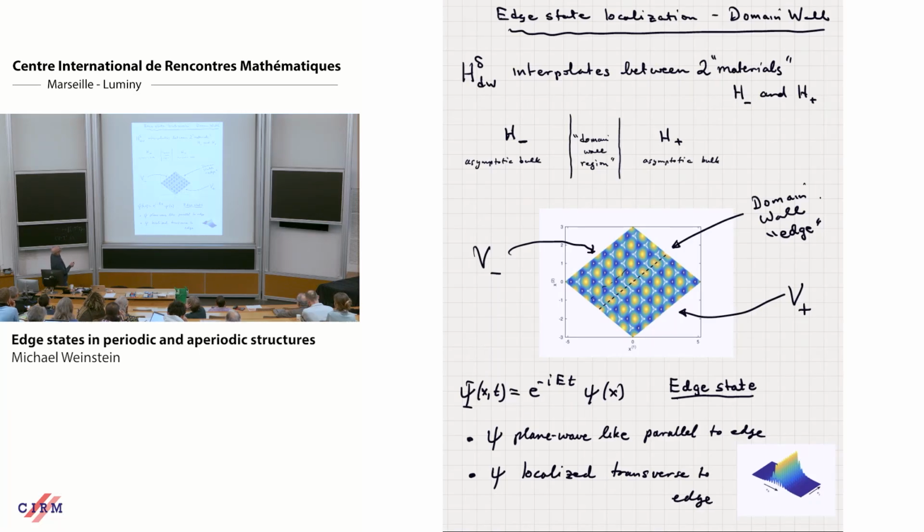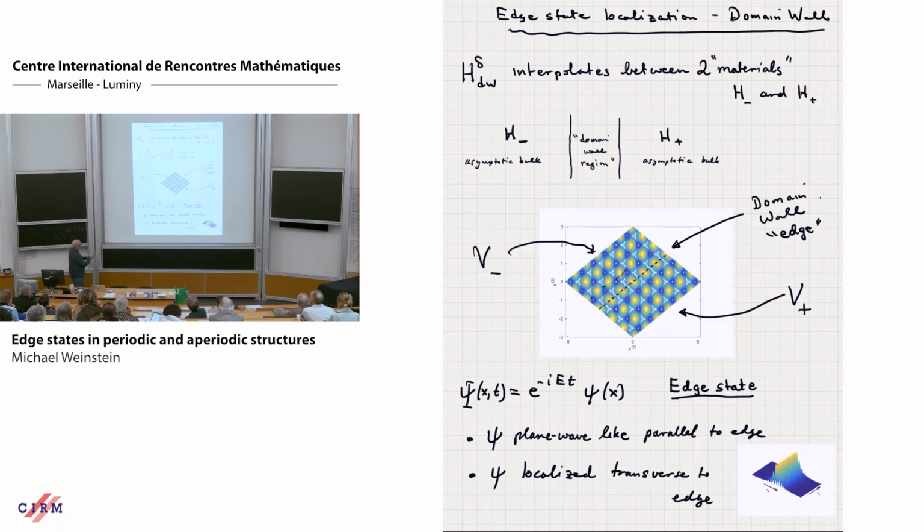Okay, so now I'll talk about edge state localization at domain walls. So what is a domain wall? That's going to be some interpolation, right? Remember, across some zone between asymptotically periodic materials.